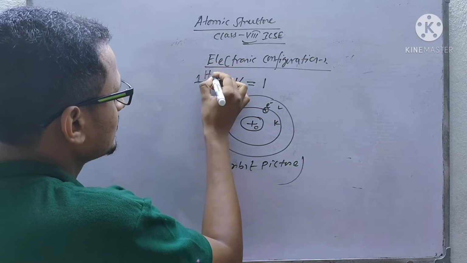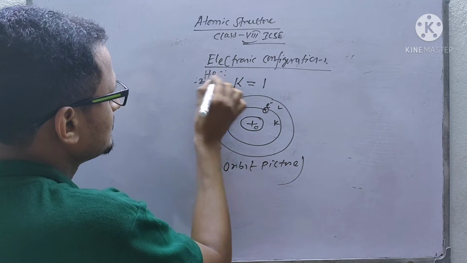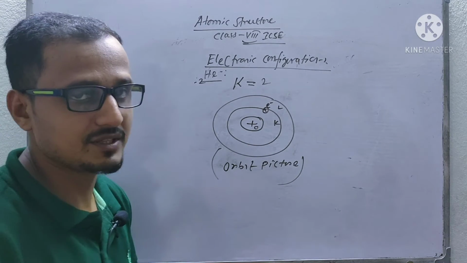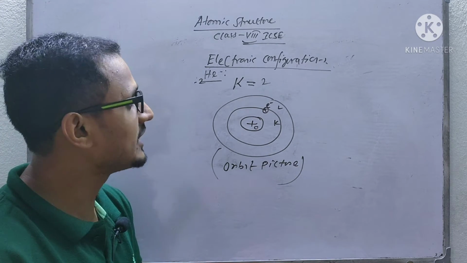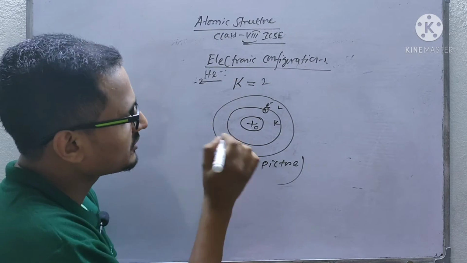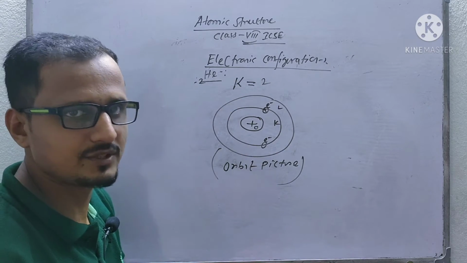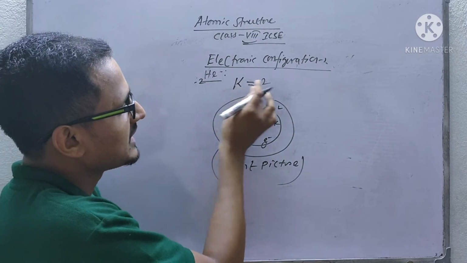Likewise you can draw for helium also. Helium, what you can draw? He. This is 2, K orbit 2 electrons. Maximum number of electrons that can be there in K orbit is 2. So 2 electrons can be placed in this K orbit. No problem will be there. So the electronic configuration becomes K equal to 2.